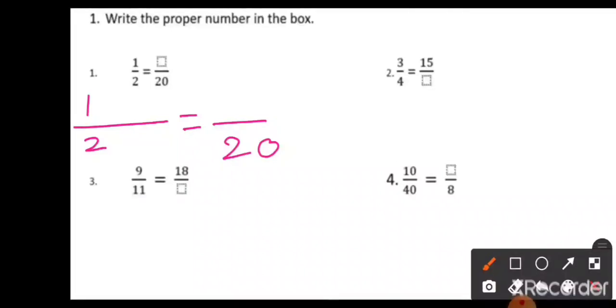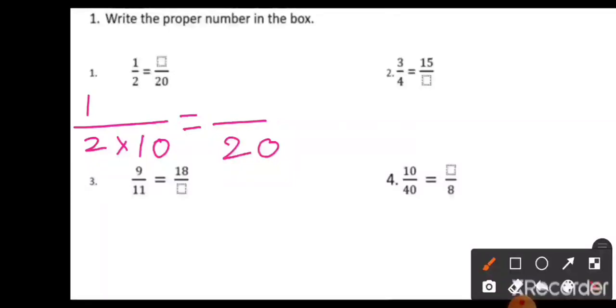If the question is smaller and the answer we need is in bigger numbers, then we need to use multiplication. So we need to multiply 2 with another number, so in the answer we will get 20. Which number will we multiply 2 with so we get answer 20? 2 tens are 20. Very good. 2 multiplied by 10, so the answer will be 20.